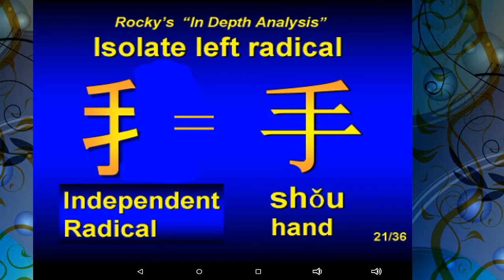And in this case, our independent radical actually means shou. Shou is a very common character. It's in Rocky's top 100 characters. And of course, it means hand. Very, very common.